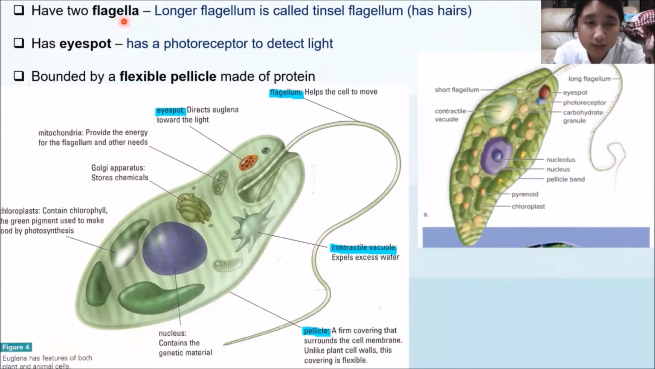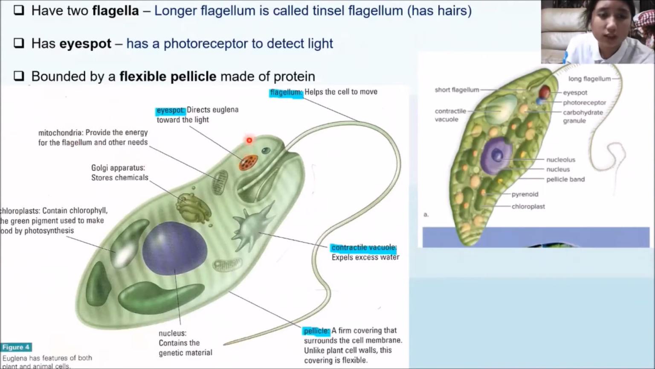Euglenids have 2 flagella. The longer flagellum is called tinsel flagellum because it has hairs on it. Then they have an eye spot. So this is the eye spot, which has a photoreceptor to detect the light. Euglenids have a contractile vacuole to expel the excess water.